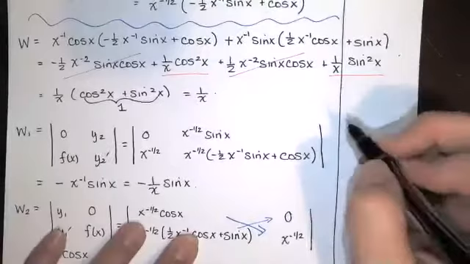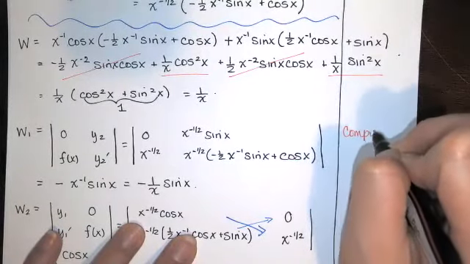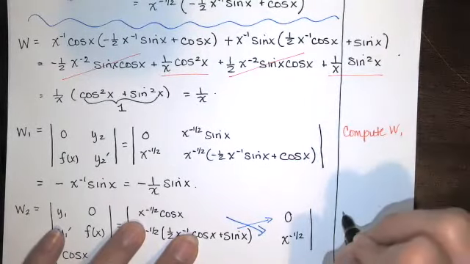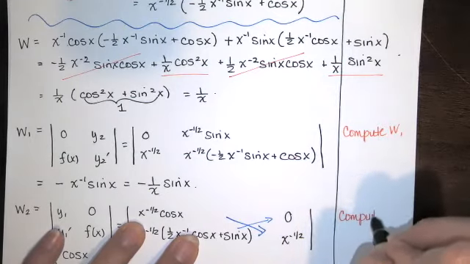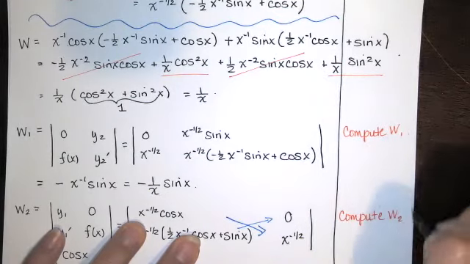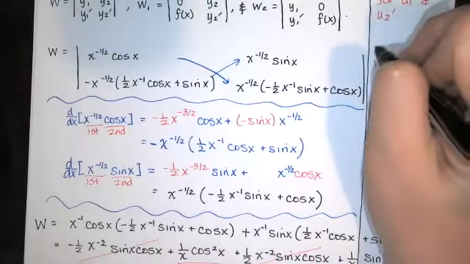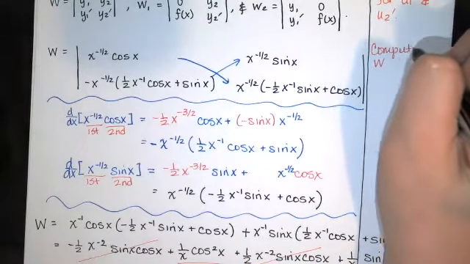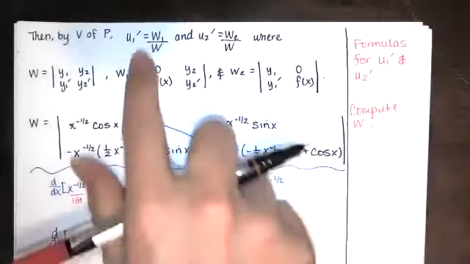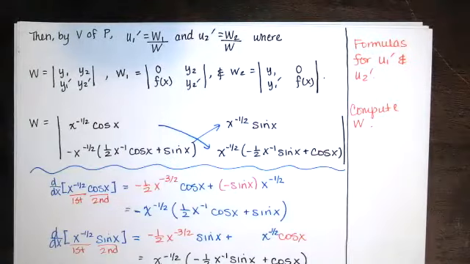And we computed our W1. And we computed our W2. And now that we've got the W's, we can substitute those into these formulas to find our U1 prime and U2 prime, and then anti-differentiate to get U1 and U2.